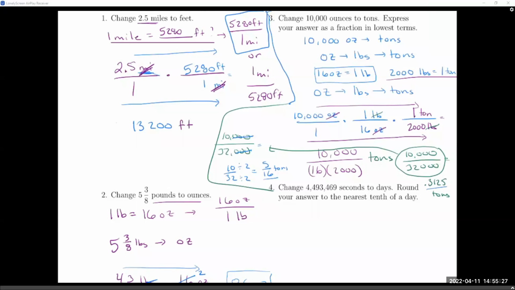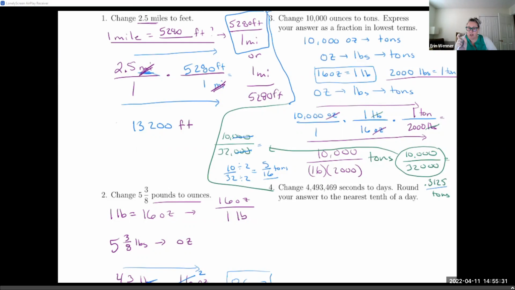So always write out what your conversion factors are first, right? And then I want you to think about getting those units diagonal from each other, okay? And that will help you determine which way you put the fraction in.